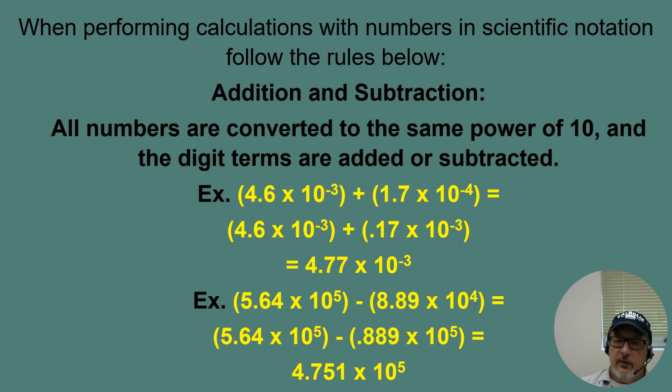We subtract the 0.889 from 5.64 to get 4.751 multiplied by 10 to the 5th.